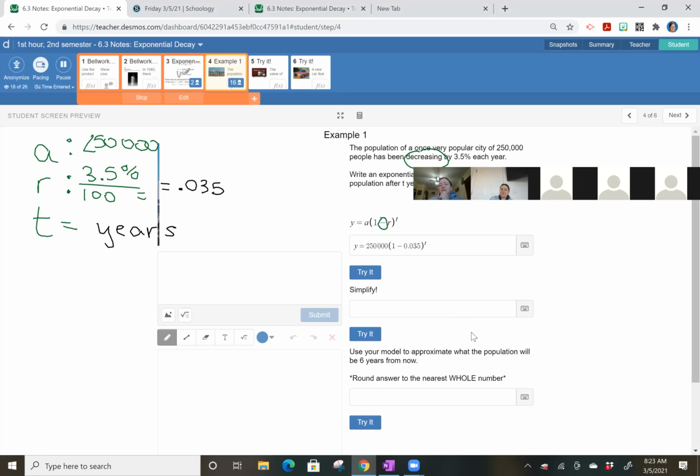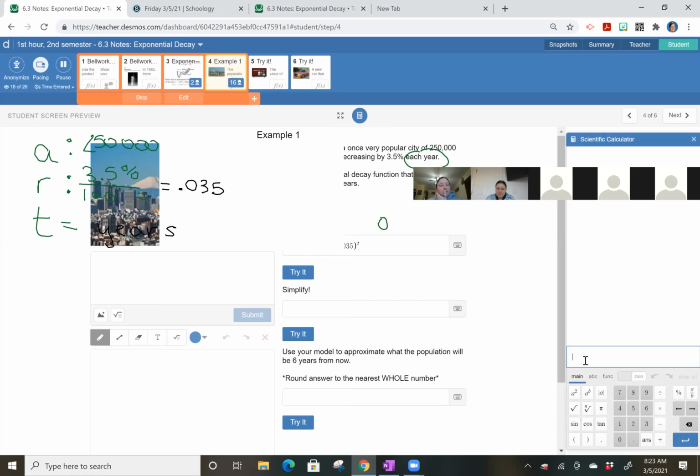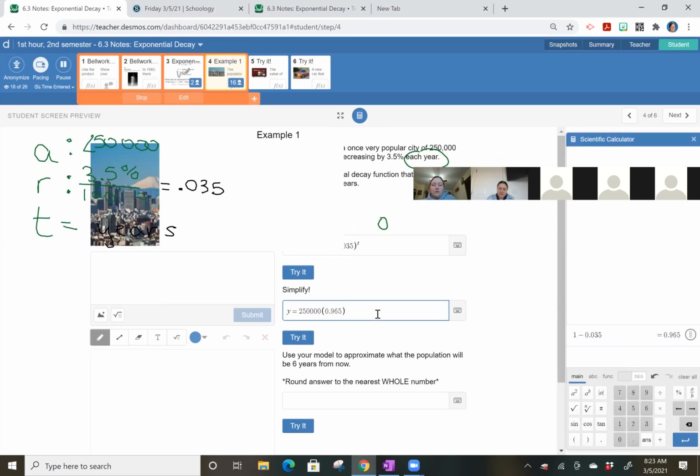Now, Miss C and myself, we are begging you to actually use this calculator. You don't want to make a small mistake because you are being stubborn and not using it, okay? So for the simplify one, 1 minus the 0.035, you have to use this whole decimal. You have to do the y equals and a 0.965. Do not round until the very end.